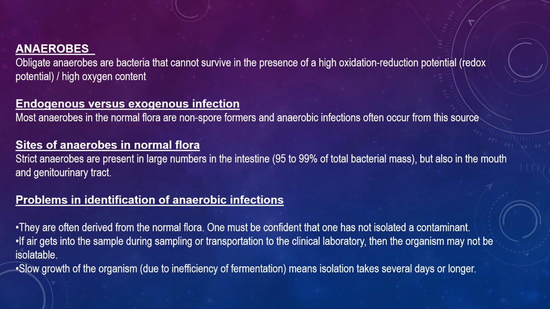Strict anaerobes are present in large numbers in the intestine, 95 to 99% of total bacterial mass, but also in the mouth and genital urinary tract. The most common infections resulting from abdominal surgery or other gut injury are Enterobacteriaceae, facultative anaerobes, and Bacteroides fragilis. These are minor components of the gut flora and demonstrate the important point that certain organisms more readily produce opportunistic infections than others.